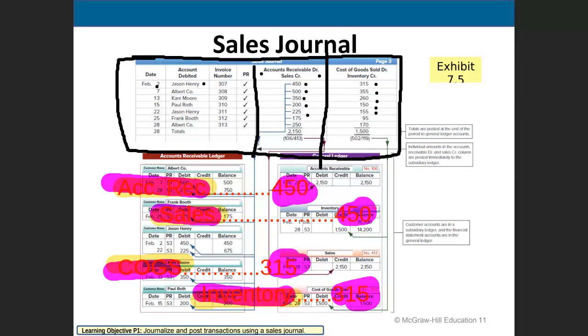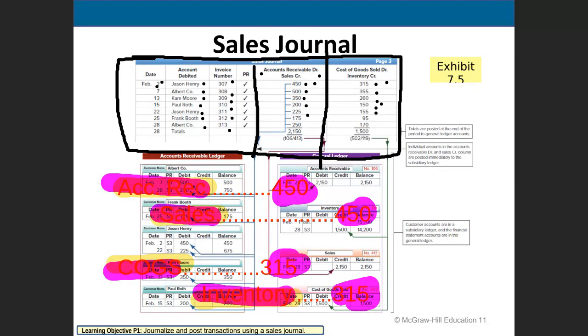So we write the date, and most importantly, we write the customer name, because it is a sale on credit. We want to know who should pay, to whom we give credit. Okay, so we write the name here. We write the invoice number for our reference, and we write the journal entries here, or the numbers, the amounts.